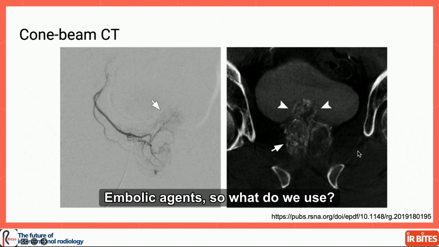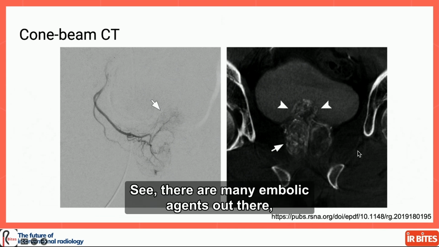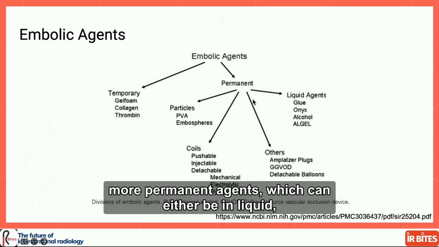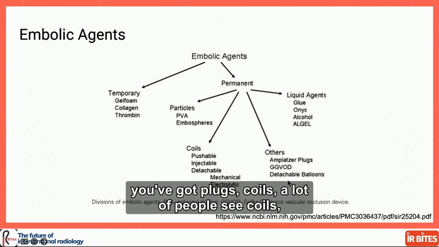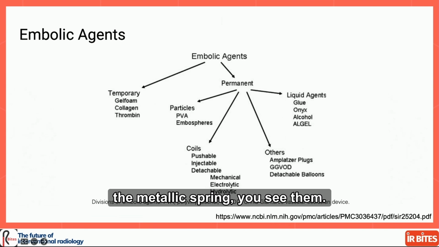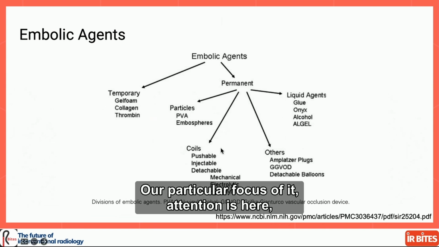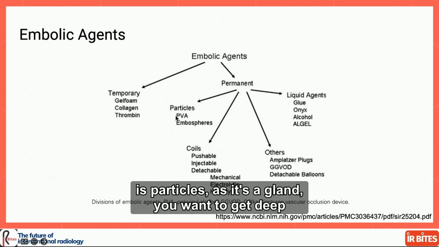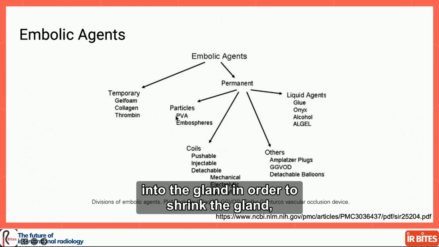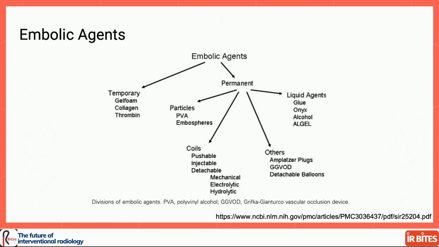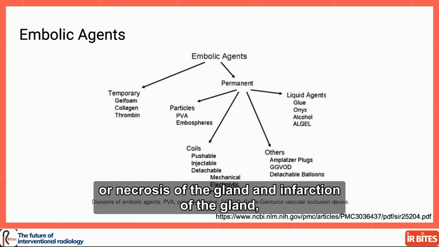Embolic agents. So what do we use? There are many embolic agents out there. You've got temporary agents, you've got more permanent agents, which can either be liquid. You've got plugs, coils. A lot of people see coils, the metallic spring. A lot of this stuff you don't really particularly see. Our particular focus of attention here is particles. As it's a gland, you want to get deep into the gland, in order to shrink the gland, for it to have sufficient angionecrosis, or necrosis, of the gland and infarction of the gland for it to reduce in size.